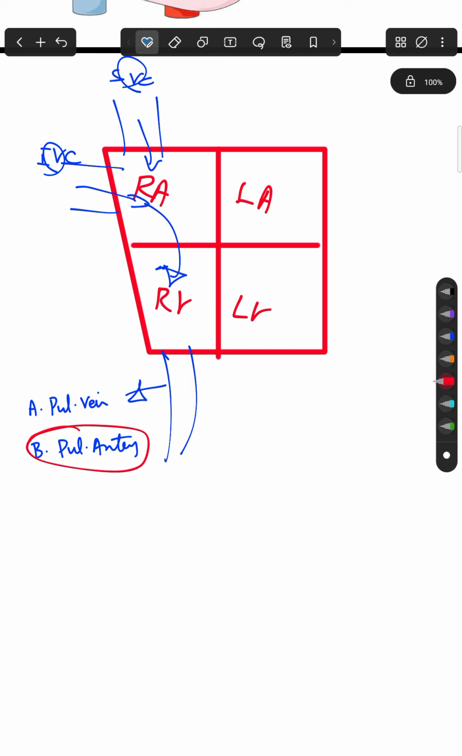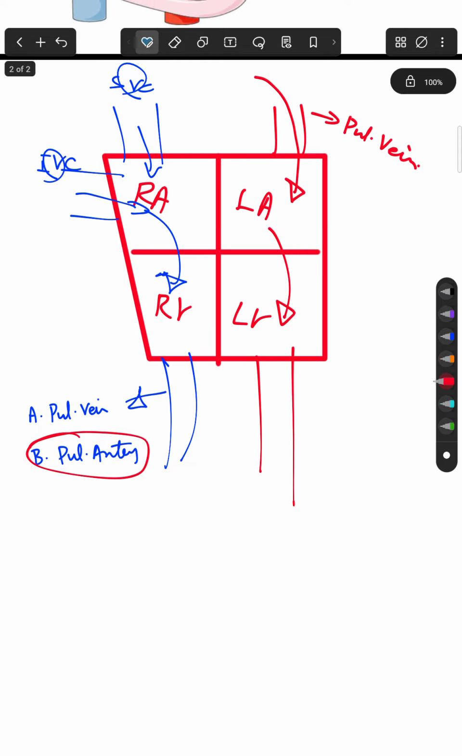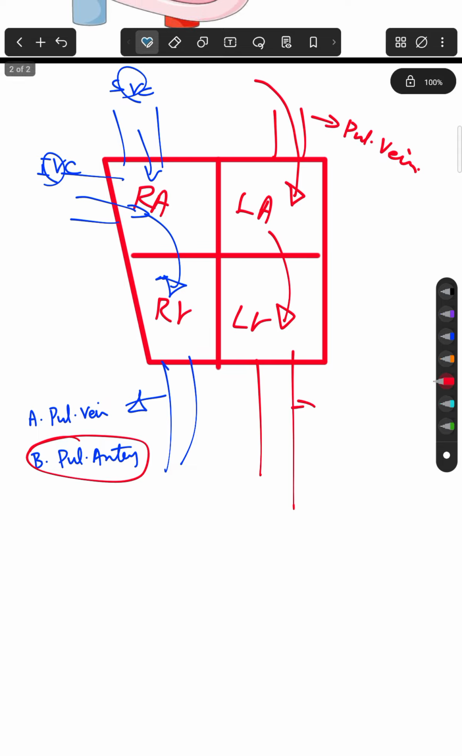Now the blood has entered the lungs, and in the lungs gas exchange occurs, which means carbon dioxide leaves the blood, oxygen enters the blood, and the blood becomes oxygenated. Now this oxygenated blood is then returned from the lungs to the left atrium via the pulmonary vein, and then it's pumped to the left ventricle, where it is then pumped to the rest of the body, right? Through the what vessel? Aorta.